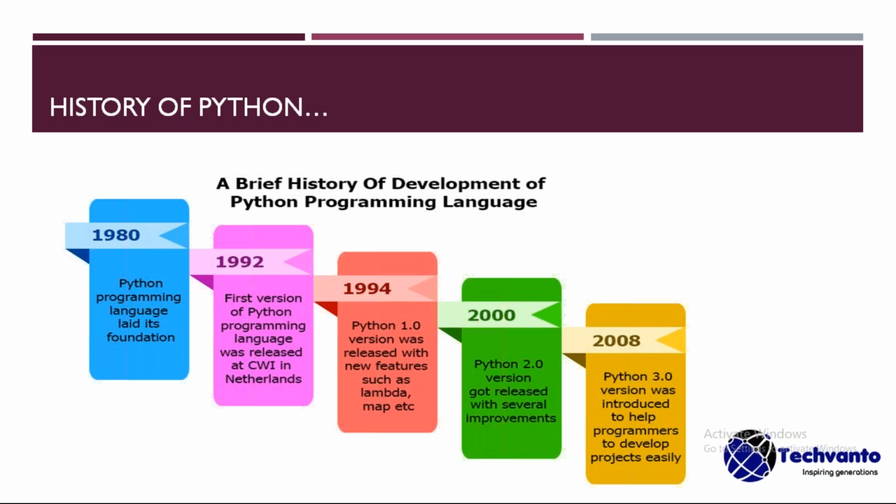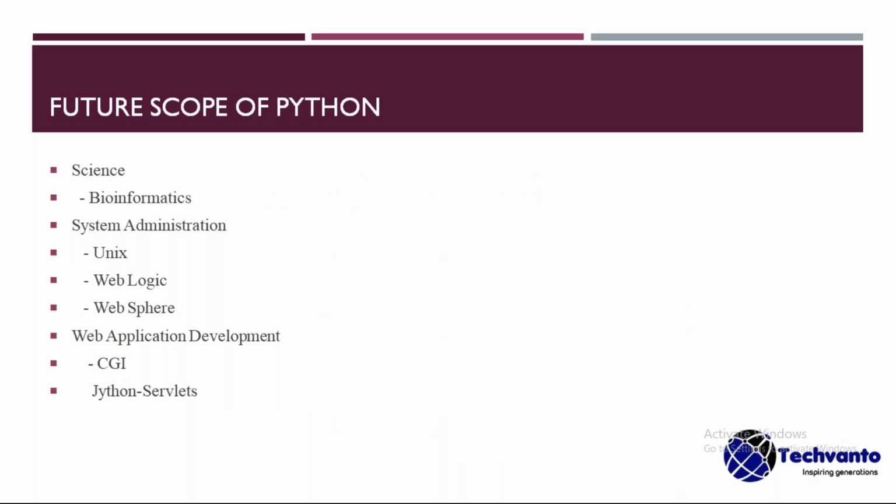You can observe this slide as an image. You can consider my words and you can write anywhere in history of Python. This is the history of Python. Nothing more like that. Moving to the next slide, future scope of Python.